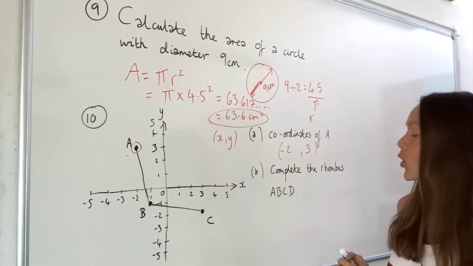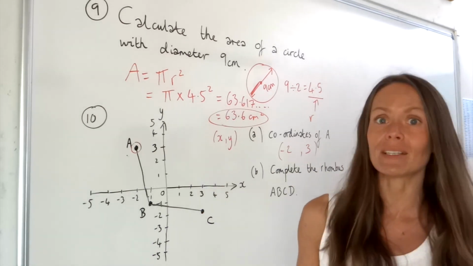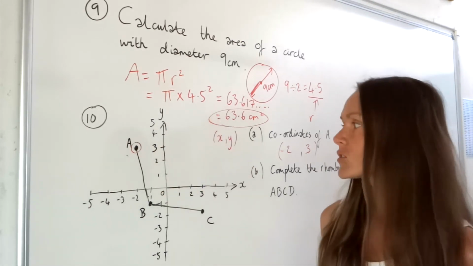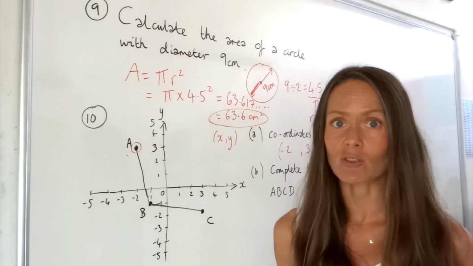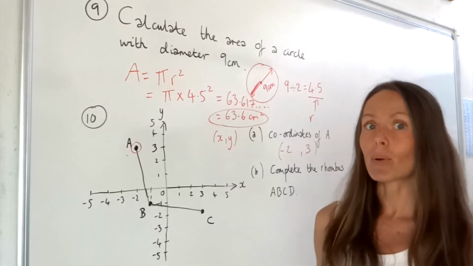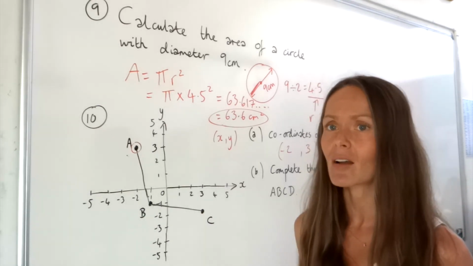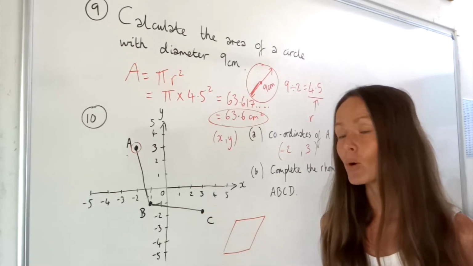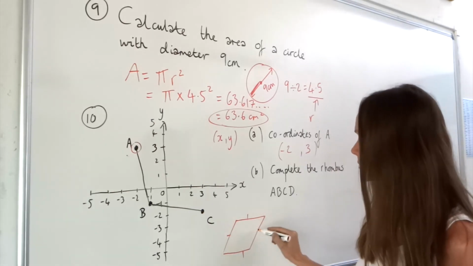Now, for part B, complete the rhombus A, B, C, D. So they want you to draw a rhombus on the grid. So a rhombus is a quadrilateral, a four-sided shape with parallel sides, and all of the sides are equal in length. So it will look something like that. It's a bit like a parallelogram, but all of the sides are equal.